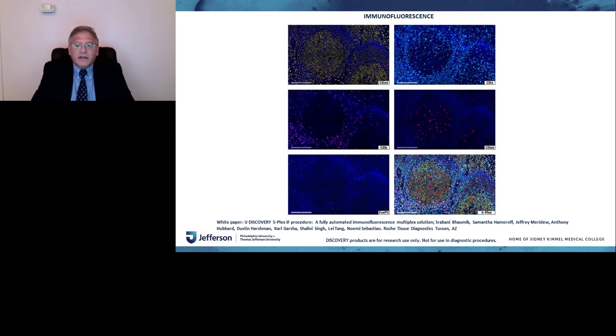The advantage is that this is a cheap technology, and also you can use many different colors that are available. The disadvantage is that you use a dark room to review the slides, and also you have to have a specific fluorescent microscope. So this is not available for the average clinical pathologist.